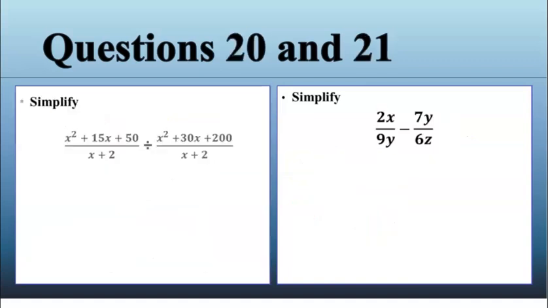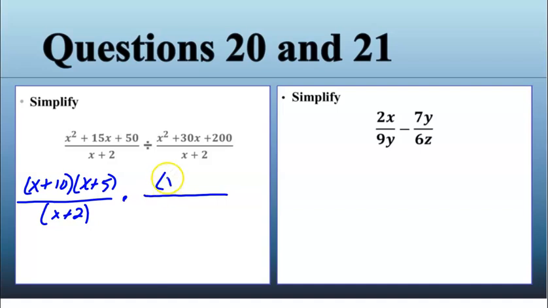Question 20. Here we're dividing polynomials. So the first thing I'm going to do is factor everything. In the numerator of the first one, I think, what do I multiply to get 50 but add to give 15? So that's x plus 10 times x plus 5. The denominator is x plus 2. And then I'm going to multiply by the reciprocal of this one, which makes x plus 2 on the top.